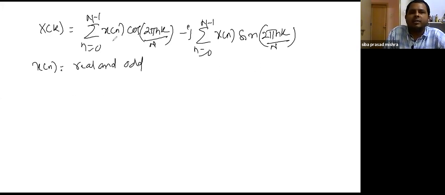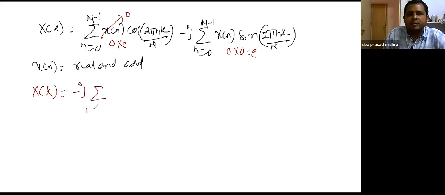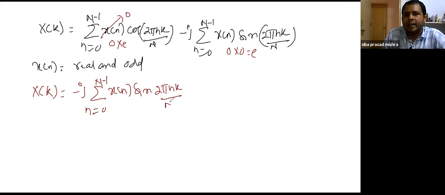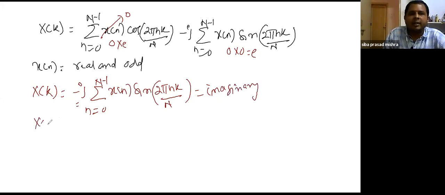Real and odd means, see what will happen? This is odd multiply even, means odd, so obviously this part becomes 0. This is odd multiply odd, that is even, so this part will exist. Now we can write x of k equals minus j summation of n 0 to n minus 1 x of n sin of 2 pi nk by n. So j term is present, so no doubt it is imaginary, and then find x of minus k.